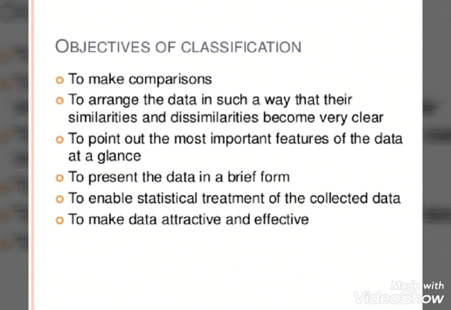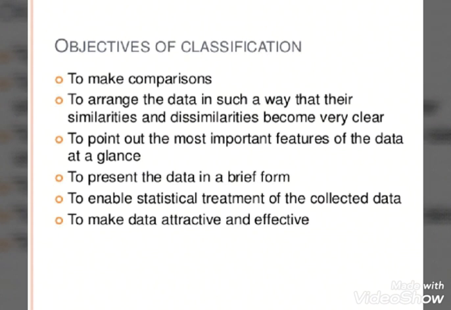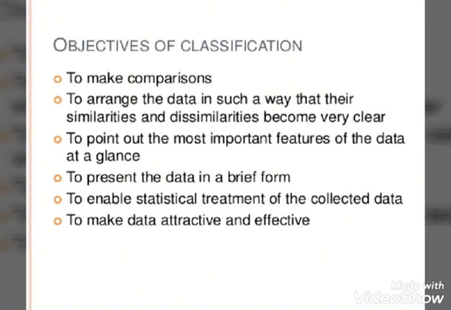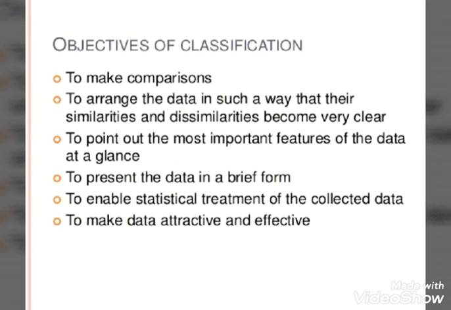To make comparisons. Why do you need this classification or this frequency distribution? It is very necessary to make comparisons, to show differences between any two objects. To arrange the data in such a way that their similarities and dissimilarities become very clear. So when you are using this frequency distribution, you can make it clear what the differences between your data are. Then to point out the most important features of the data at a glance.